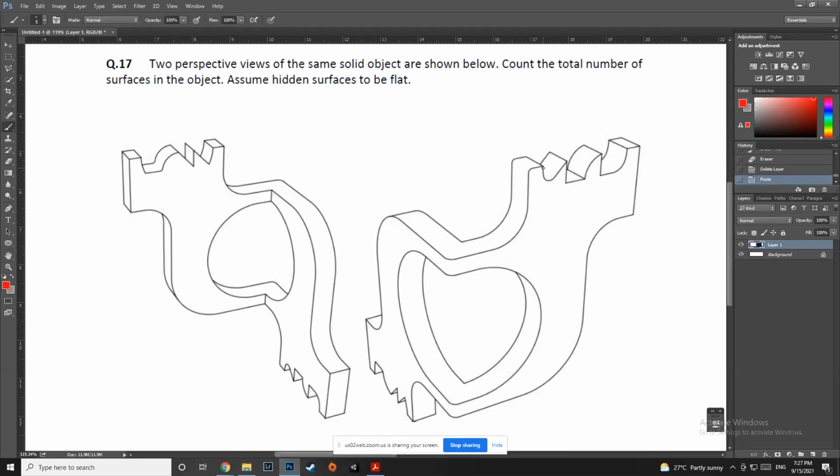Two perspective views of the same solid object are shown below. Count the total number of surfaces in the object. So this object, it is the same object. It is just that you're looking at the different views of that object. So how many surfaces does this object have? I'll quickly be back. Tell me the answer within 2 minutes.